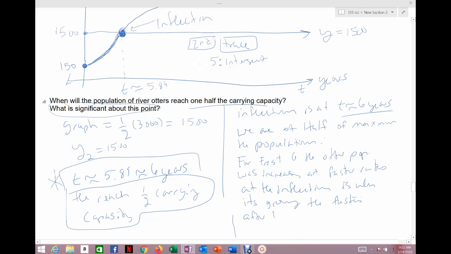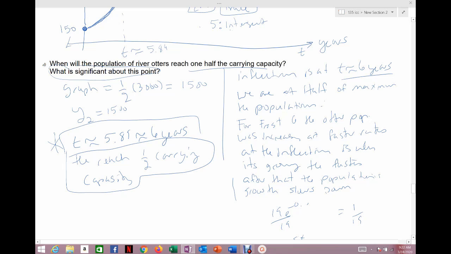After that, the population's growth slows down, and the rate of growth approaches 0, slows down until the rate of growth is 0. We'll eventually flatten out.